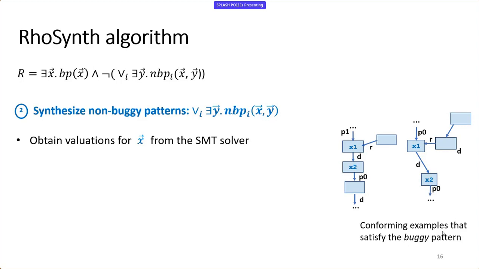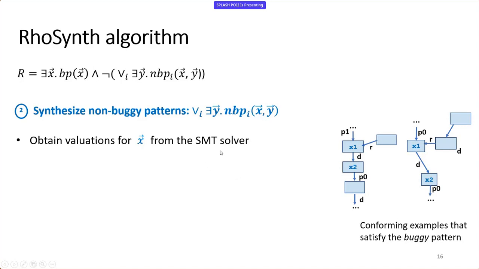If none of the conforming examples satisfied the buggy pattern, then we're good, because we can just return the synthesized buggy pattern as the rule. But if some conforming examples do satisfy the buggy pattern, then we actually need to strengthen the rule by synthesizing with the negation of the non-buggy pattern.